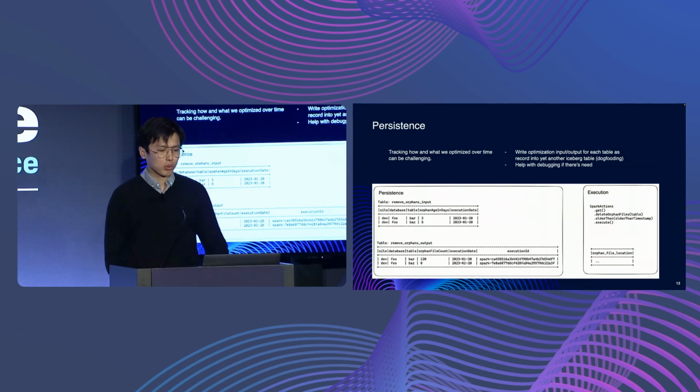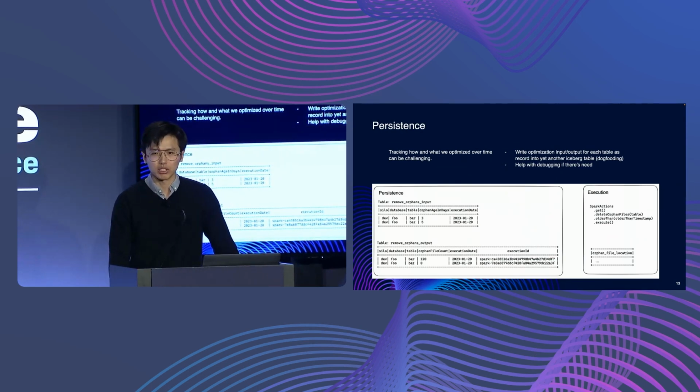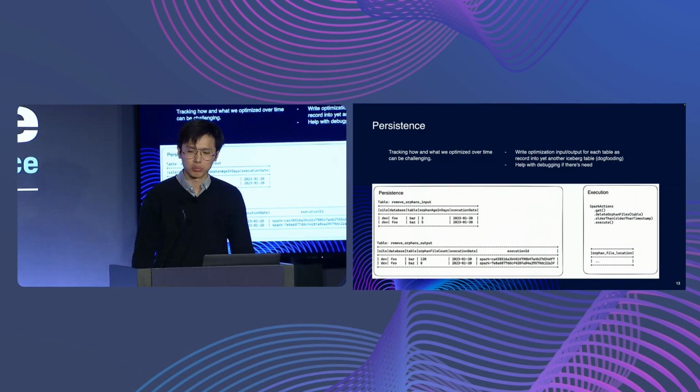Another problem we have had in the past is how do we track our execution histories? We started small. We can just search our Spark application logs to figure out the history of executions. But as we are getting more and more tables under management, we decided to persist all of these optimization inputs and outputs into a table format so that we can query these results later. Below, you can see the example for the orphan removals.